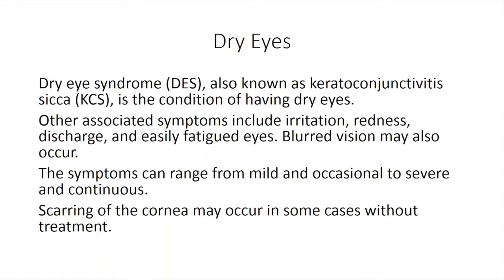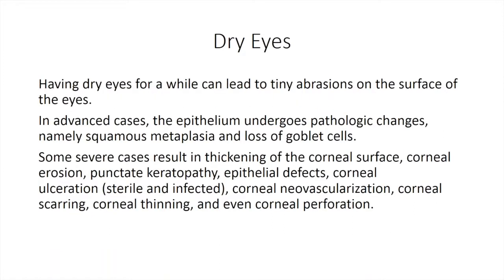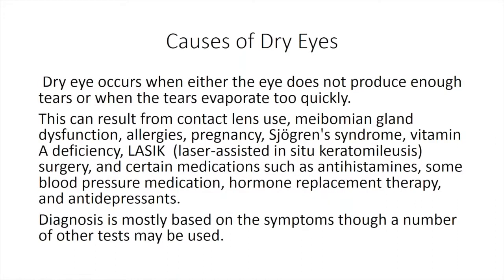If the eyes are too dry, it can lead to scarring of the cornea. These are caused by tiny abrasions if the dry eyes are there for too long. And there can be changes in the epithelium, which can lead to pathologic changes, namely squamous metaplasia and loss of goblet cells. Some severe cases can result in other defects, which you can read there. So dry eyes goes from a mild irritation to a significant eye condition. The causes, well, effectively what happens with dry eyes is the tears are not able to be made at the same rate at which they evaporate, essentially. And I think contact lenses might be one of the most common causes.